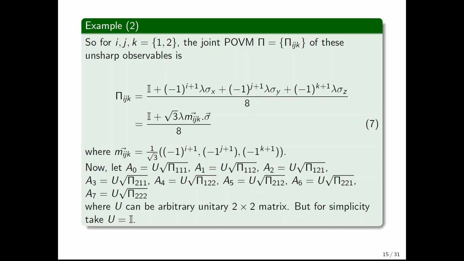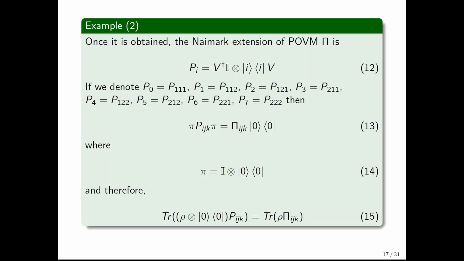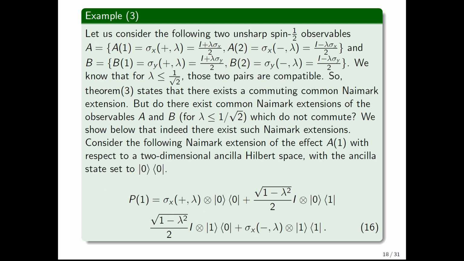Using that we can construct matrices from A0 to A7. Using those matrices we can construct an isometry V tilde, and we can extend it to a unitary V. Using this unitary V we can get the Naimark extension of the joint observable, which is PIs. And if we take the marginals of that Naimark extension, we will get the commuting common Naimark extension of the individual unsharp spin-half observables.